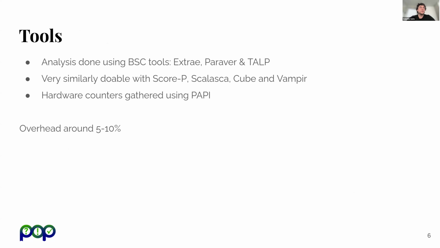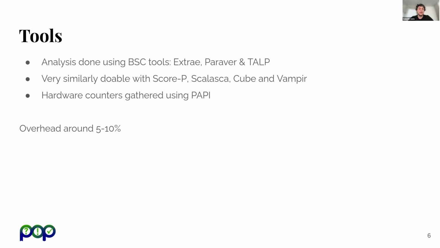For the tools that we used, as this is a BSC analysis, we of course rely on the BSC tools: Extrae, Paraver, and TALP. But I want to mention that this is very similarly doable, so the methodology applies very similarly. You can just get a profile with Score-P, have a look at it in Cube, then get a trace with Scalasca of only those regions. So this is very similarly applicable to the other POP tools, I think.